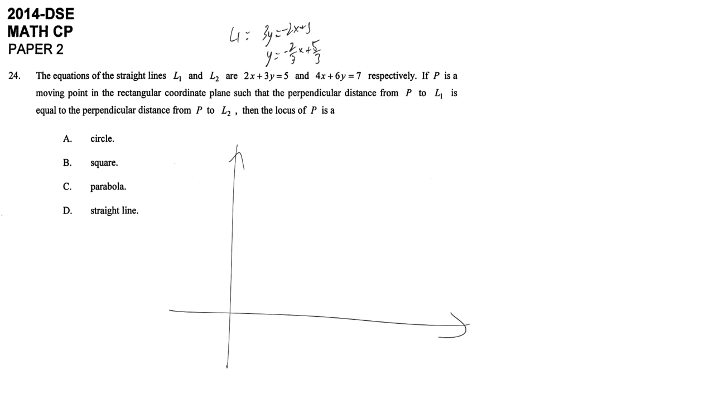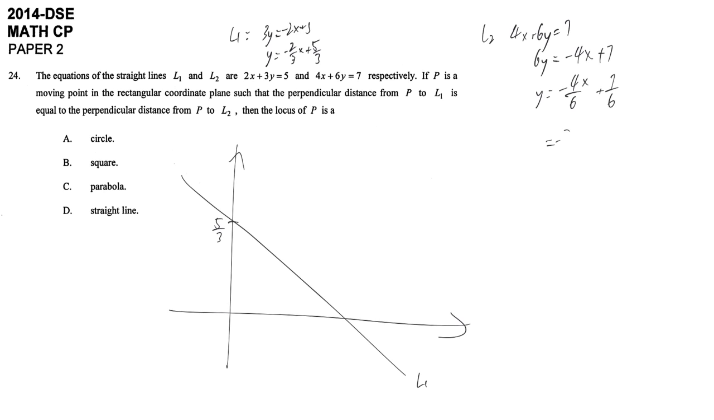L1 is approximately like this. This is 5 over 3, and then going downward. Similarly, for L2 we do the same: 4x plus 6y equal to 7. After we simplify that, we find out that the slopes are the same. That's why we say that the ratio of their coefficients will show you the slope. So 7 over 6 is smaller. They are parallel.